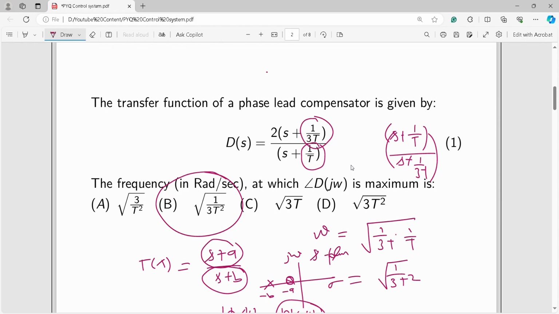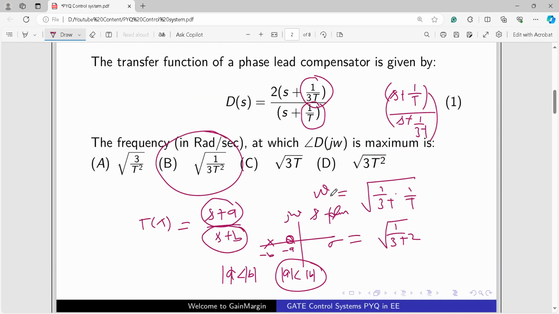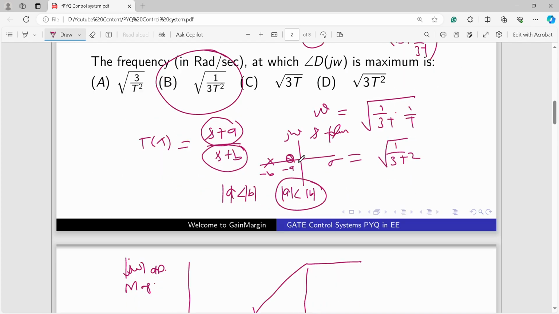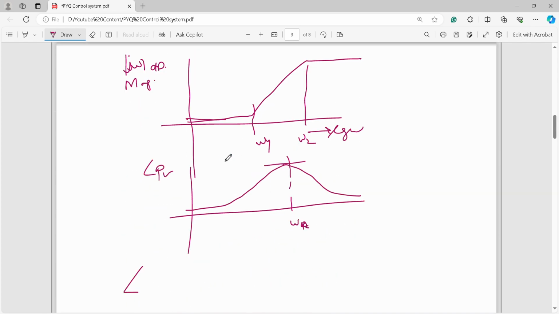Okay, so that's all for this video. I just covered how to find out the frequency, and we should remember this: the geometric mean of the corner frequencies is applicable for both lag compensator and lead compensator. Okay, so we have seen here the lead compensator Bode plot. The same thing we can find out for the lag compensator also, where the lag is there.